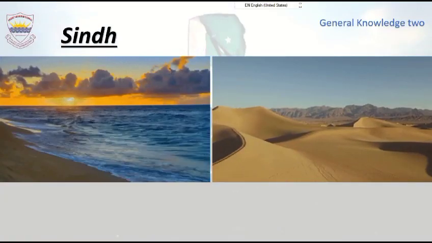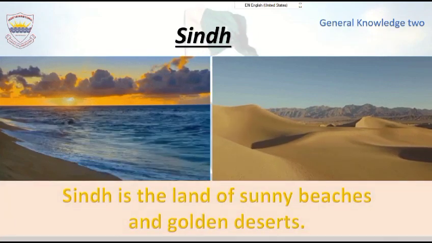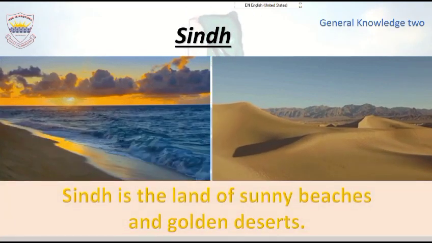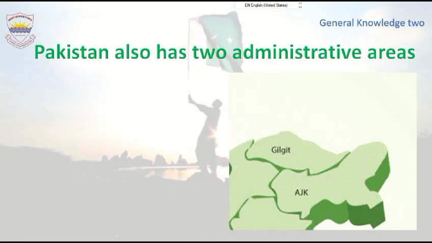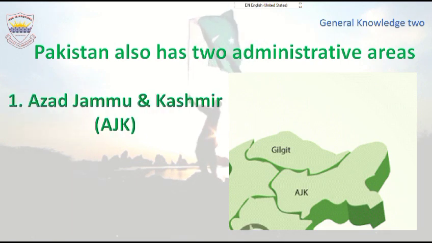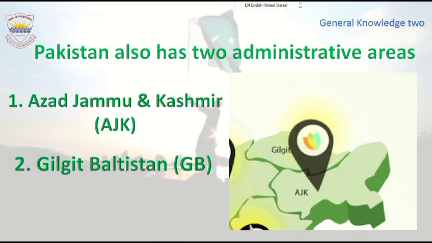Sindh. Sindh is the land of sunny beaches and golden deserts. Its capital is Karachi. Pakistan also has 2 administrative areas: 1. Azad Jammu Kashmir, AJK. 2. Gilgit-Baltistan, GB.